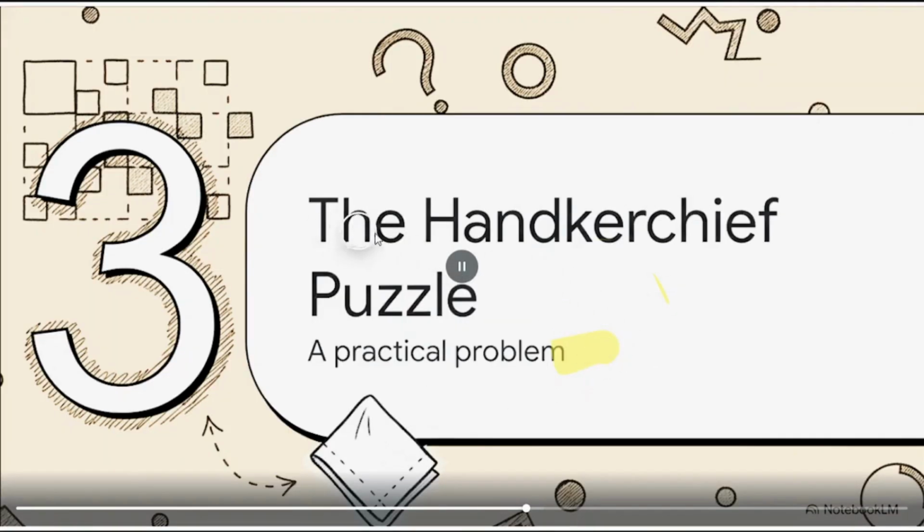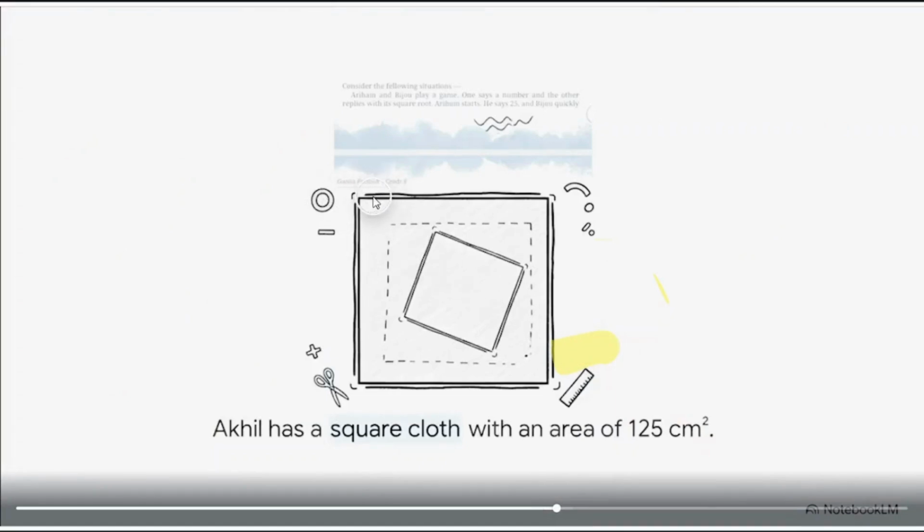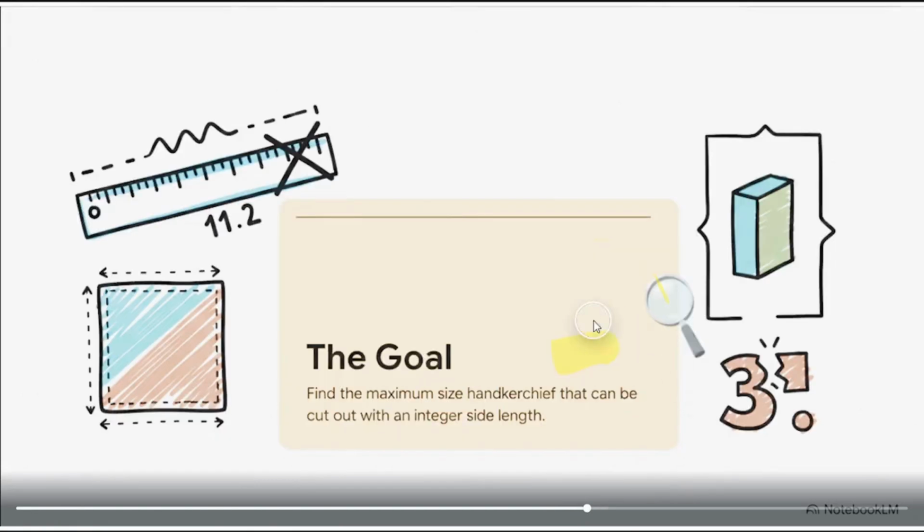Okay, now that we've got the technique down, let's apply it to a slightly different kind of problem. This isn't just a fun little game anymore. This is a practical, real-world puzzle. So, let me introduce you to Akil. He's got a square piece of fabric, and the area is 125 square centimeters. What he wants to do is cut the biggest possible square handkerchief from it. But here's the catch. The side length of his handkerchief has to be an integer, a whole number. He can't have a side that's 11.2 centimeters long.